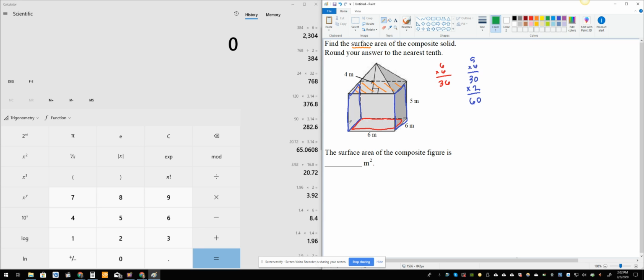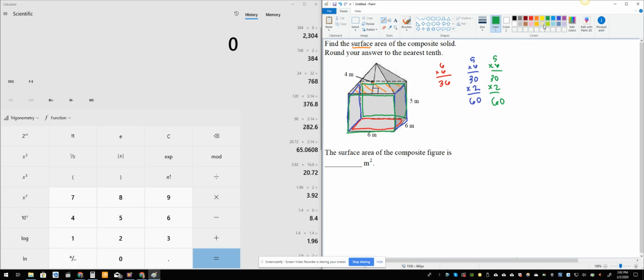Now, looking at the front side, we should be able to see that this is also going to be 6 by 5. So 5 times 6 is going to be equal to 30. And again, the front and the back are going to have the same dimensions, 5 by 6. So we're going to multiply this by 2 to get another 60.